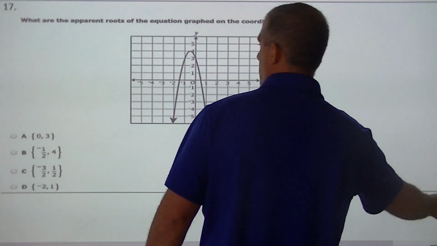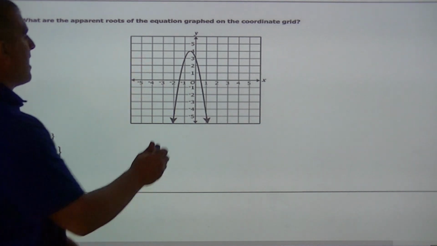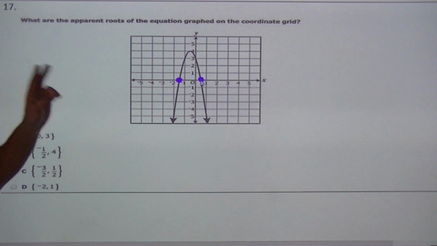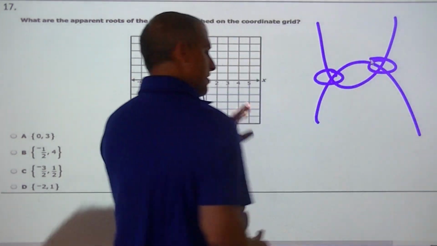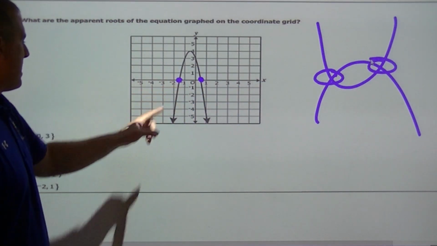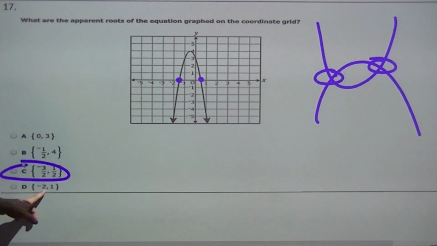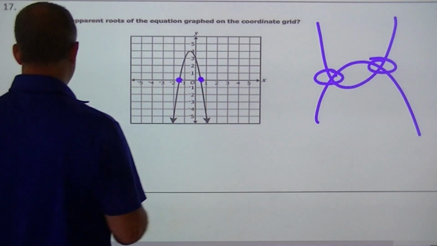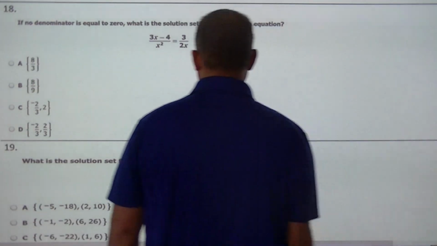What are the apparent solutions? Apparent roots. Now, when you have one graph, it's just going to be where those cross. If you have two graphs, it would be where they intersect. So you got to understand the difference between both. Now, that's going to be a little more than -1. And that's going to be a half, so that's going to be that. It's definitely not this one. It's definitely not at 4, and it's definitely not at 0 and 3, so it's got to be that one.